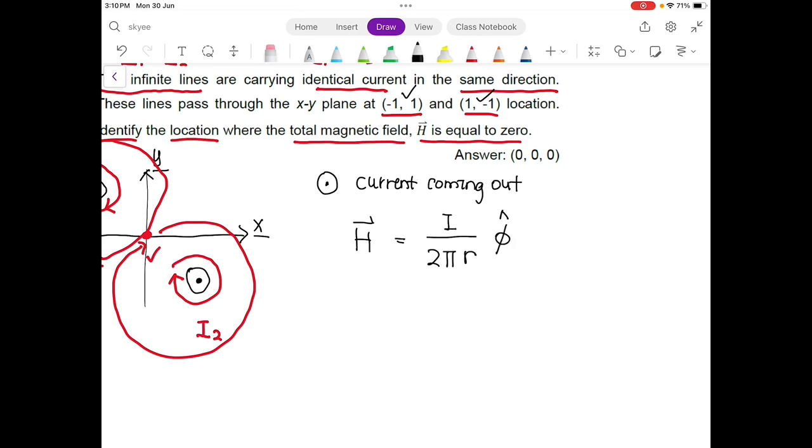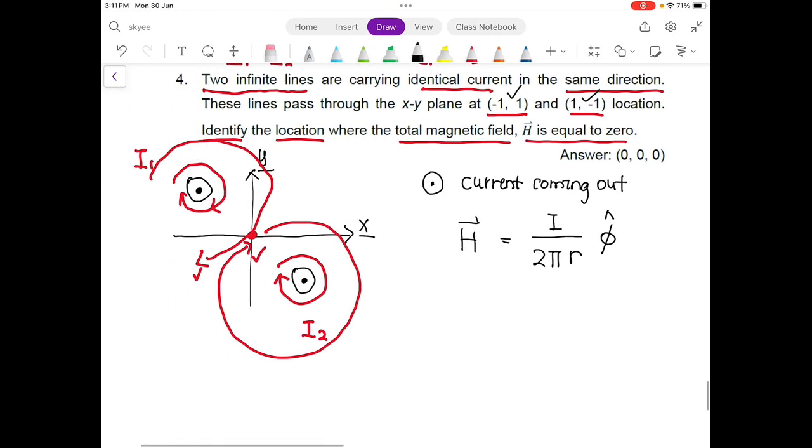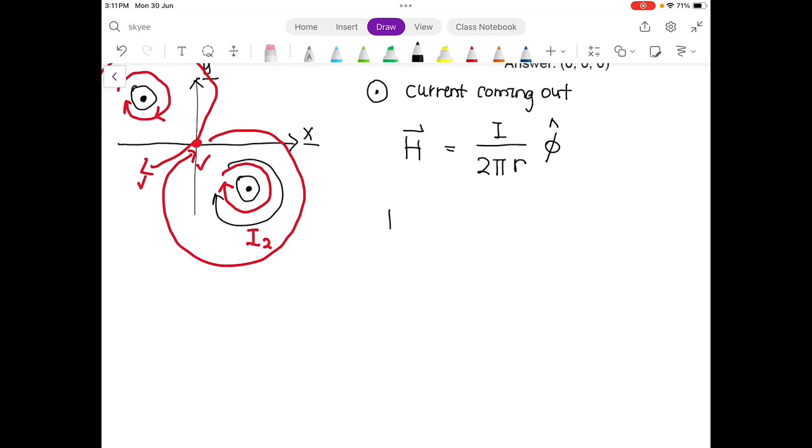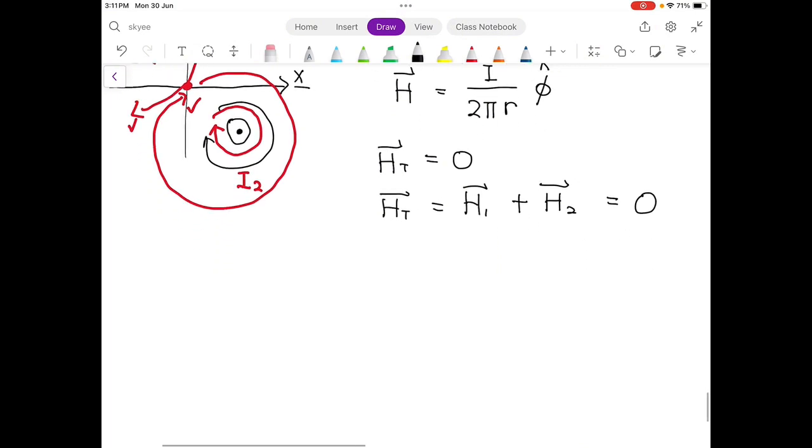Here, phi represents the direction of the magnetic field. For example, this phi is turning like this, so this is the direction of the magnetic field in the phi direction. Now if we have I1 and I2, and my intention is to find H total equal to 0, then H total will be the summation of the magnetic field contributed by I1 and by I2. When I add these together, I'm supposed to get a magnetic field equal to 0.